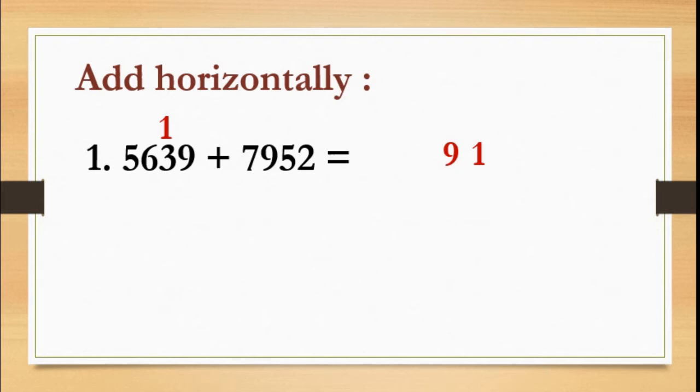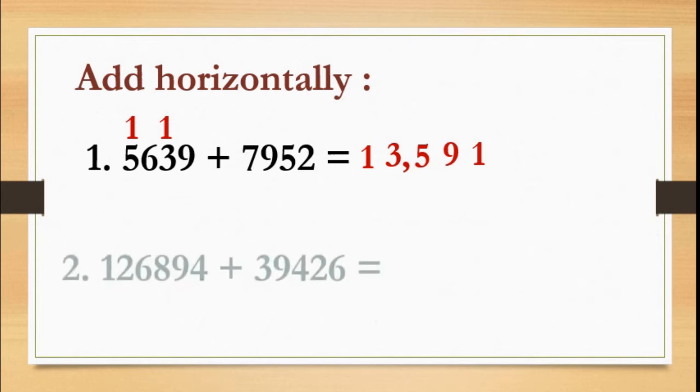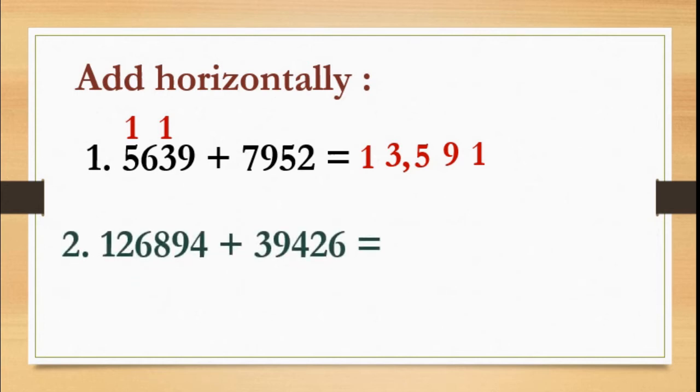The next number is 6 and 9 in the hundreds place. So that is 15. 5 I will write here and 1 above the 5. Then 5 plus 1 plus 7, that is 13. Total I will write here. What is the answer here? 13,591. Got this, children? One more we will take here.